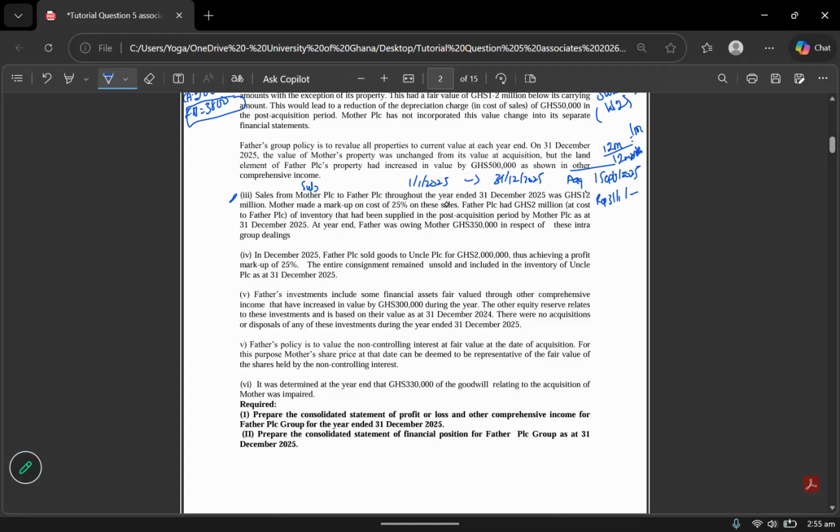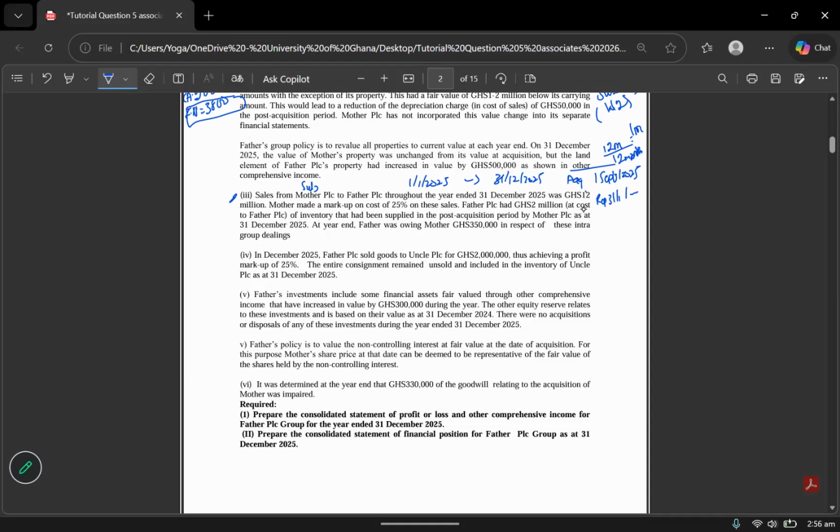If 12 million is the sales value and they've given us the markup, you have to convert the markup to margin before you can calculate the profit portion in the 12 million. Because if you come to this side, they said Father PLC had 2 million at cost. So to Father, the value is supposed to be at cost because Father is the one buying. And then to Mother PLC, it's supposed to be at sales value.